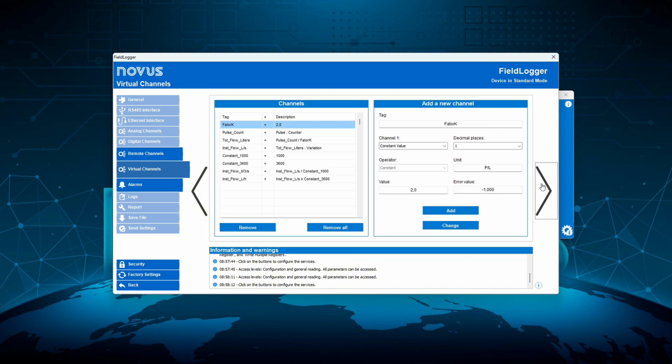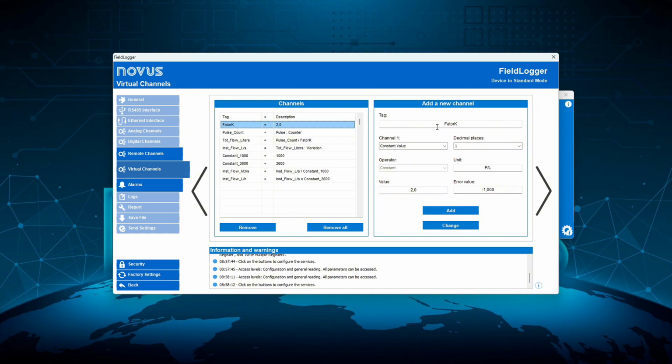Next, we need to perform calculations using virtual channels so that the flow rate can be interpreted. First, I create a virtual channel with the K-factor of my flow sensor. In a simple and summarized way, the sensor K-factor is the number of pulses generated per volumetric unit. In my example, the K-factor of my sensor is 2 pulses per liter. This is information that must be provided by the flow meter manufacturer.